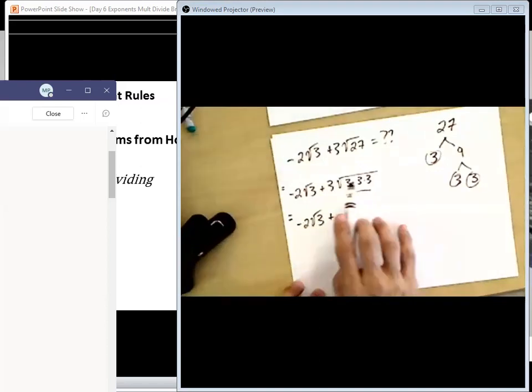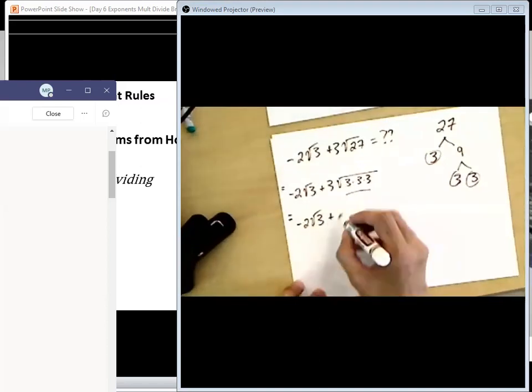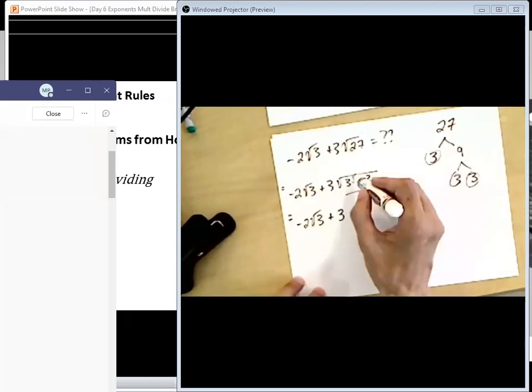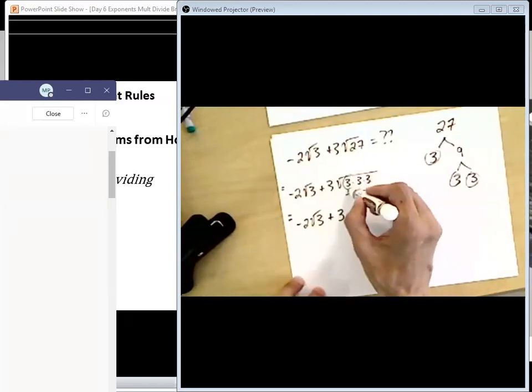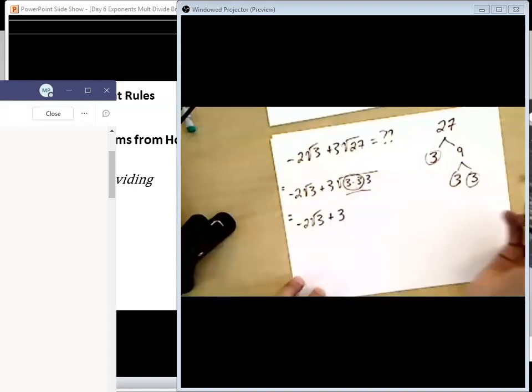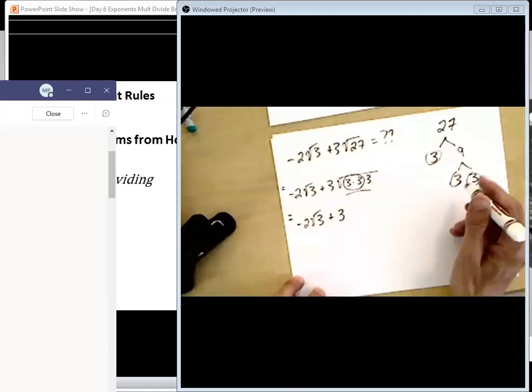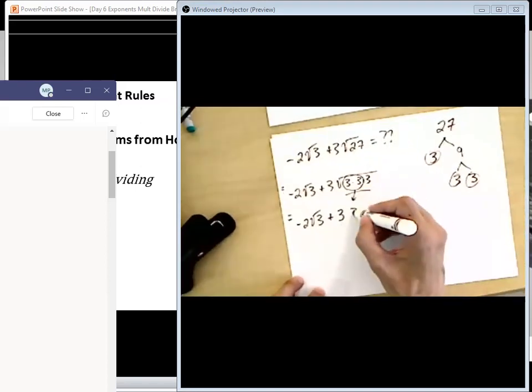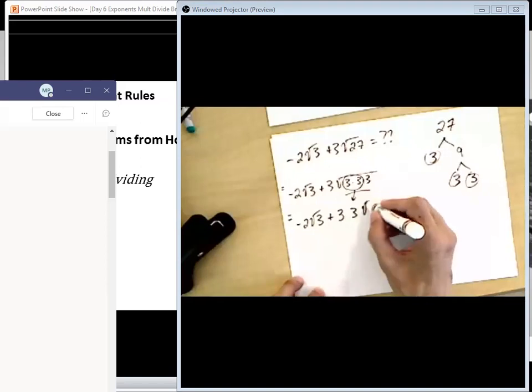What can we do with these 3s now? One can go out. Only 2 of them go out, and one stays inside. So these 2 are going to go out like that, and that 3 is going to stay.